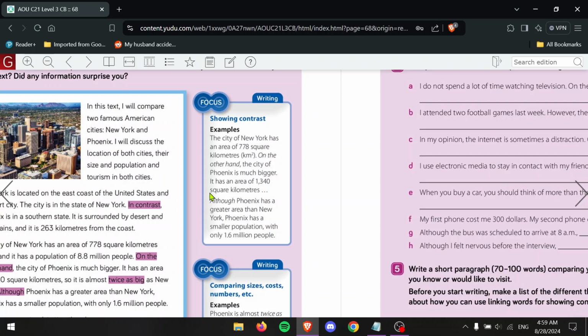The city of New York has an area of 778 square kilometers. On the other hand, if you guys remember in previous units, we said statements like "on the other hand" are ways to connect two facts together using shock factor and to combine them together. So on the other hand, the city of Phoenix is much bigger. It has an area of 1,340 square kilometers. Although Phoenix has a greater area than New York, Phoenix has a smaller population with only 1.6 million people. I personally did not know that until I read this text, and I find that really cool.